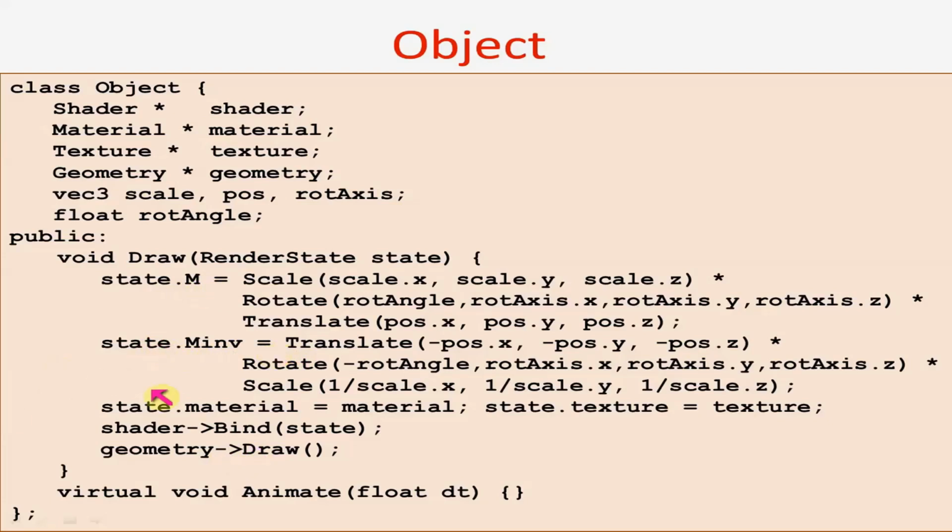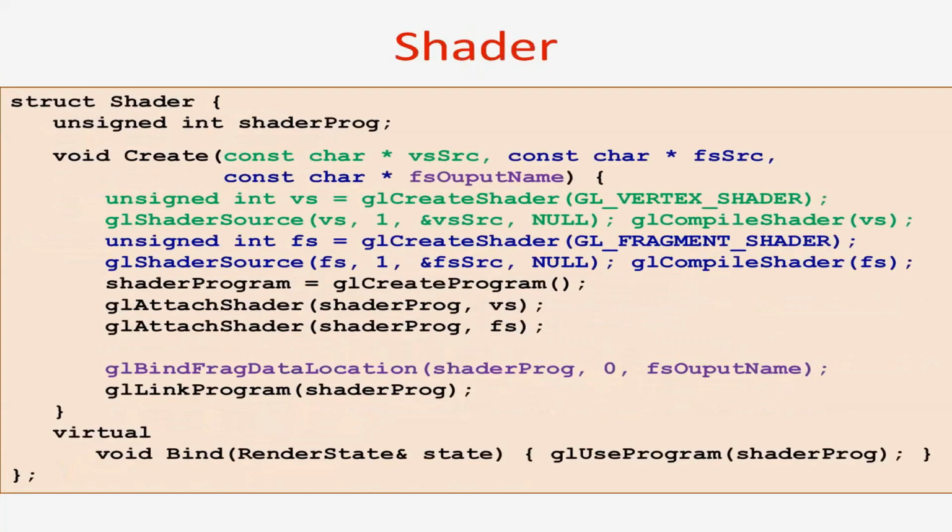Material and texture are also set. The shader's bind function activates the data of the state in the uniform variables of the shader. And finally, the geometry's draw function triggers the rendering pipeline to process the vertices in the VBOs of the VAO of the current object. A shader gets the source codes of the vertex shader and fragment shader programs, compiles and links them, and makes them active on the GPU.